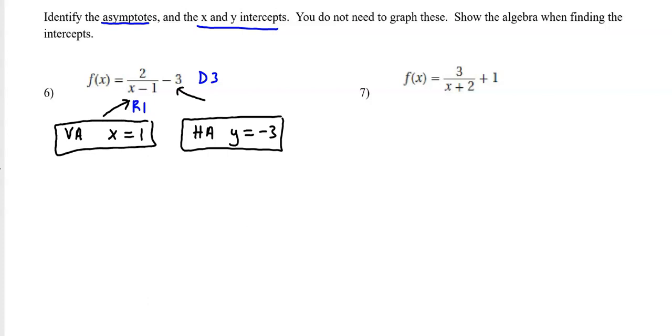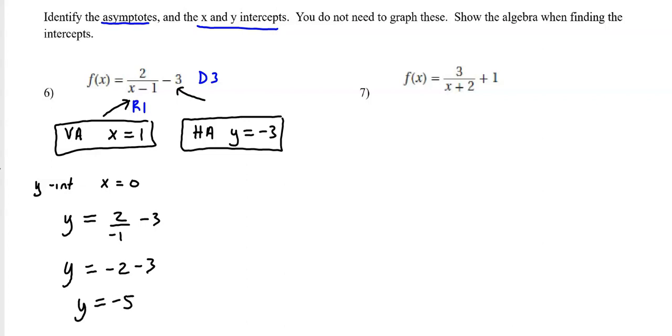Now we need our intercepts. The y-intercept is easier. For the y-intercept, we let x equal 0. So y is 2/-1 - 3. That's -2 - 3, or -5. There's my y-intercept.